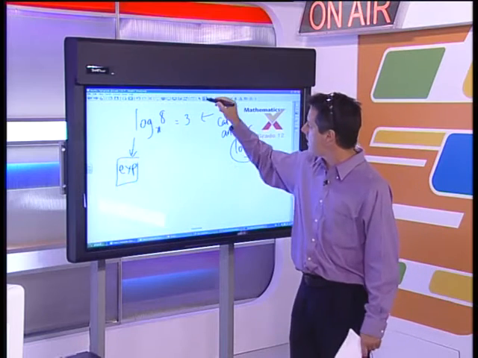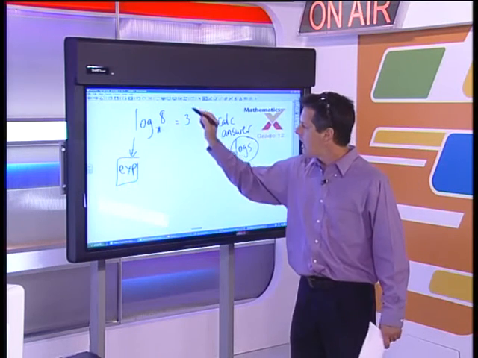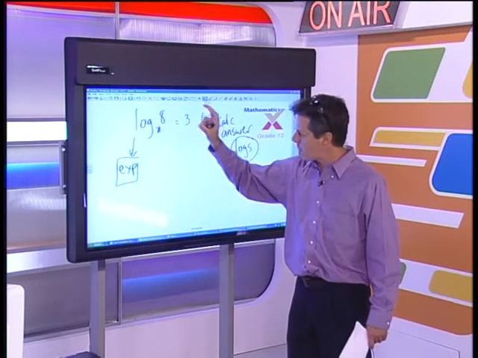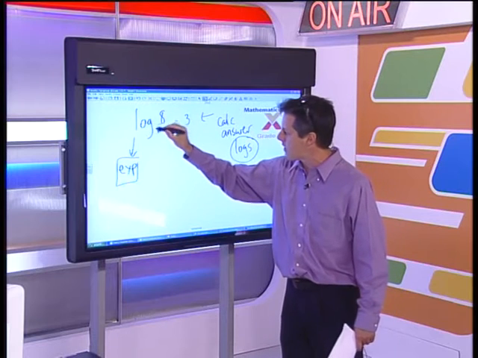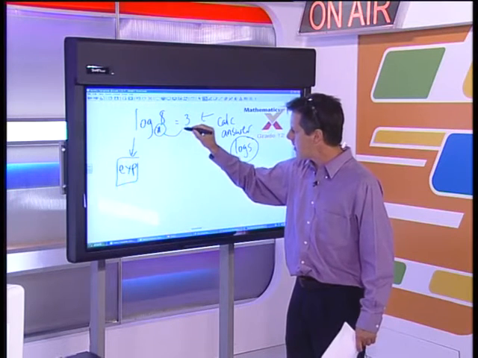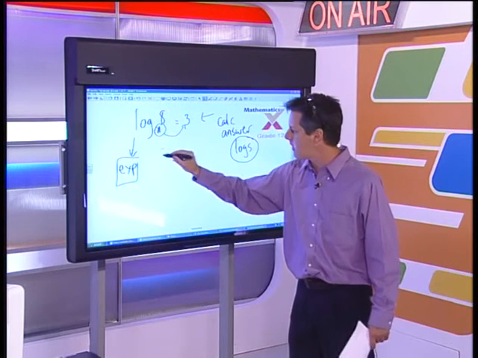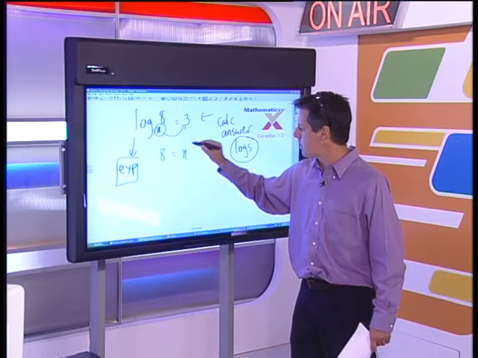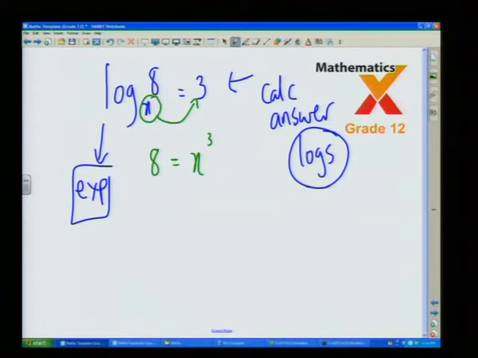So what I would do here, Andile, is say, all right, the base becomes the base. If I'm changing from log to exponential form, this is my base. The base becomes the base. So I'd say 8 is equal to x to the power of 3. I'm close to the answer. I take the cube root of both sides, and so I end up getting x is equal to 2.